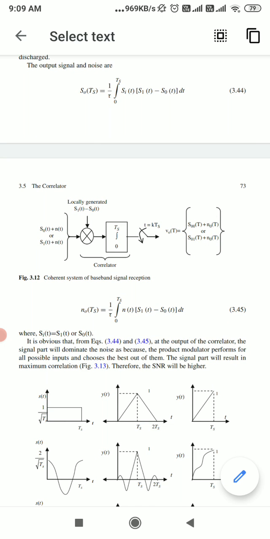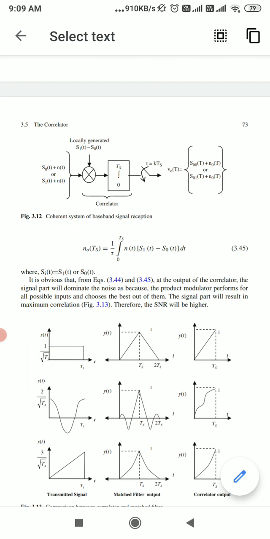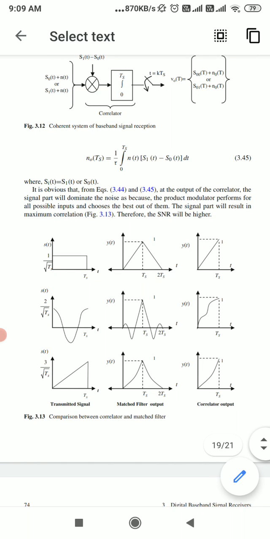From the equations of the output signal and the noise signal, at the output of the correlator receiver circuit, the signal part will dominate the noise, because the product modulator performs for all possible inputs and chooses the best out of them. So the signal part will result in the maximum correlation, therefore the SNR will be higher. You will get a higher value of the SNR.